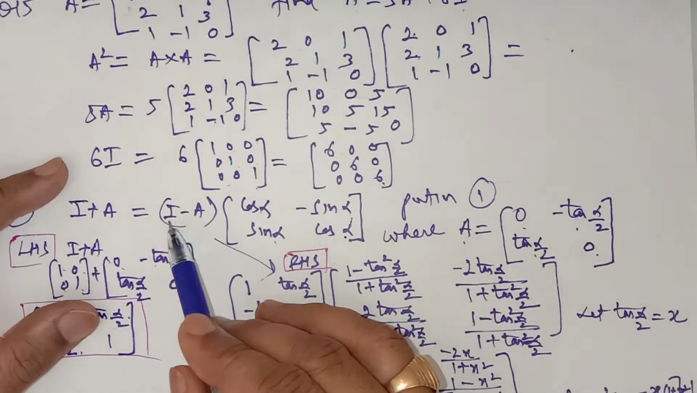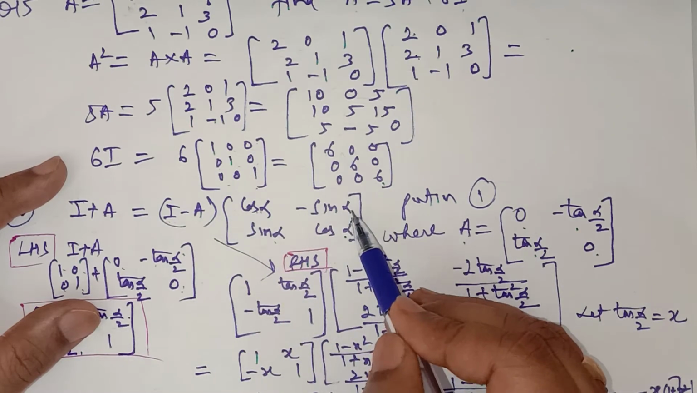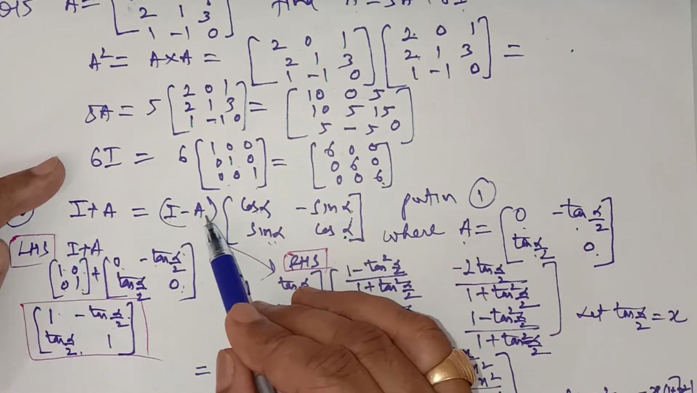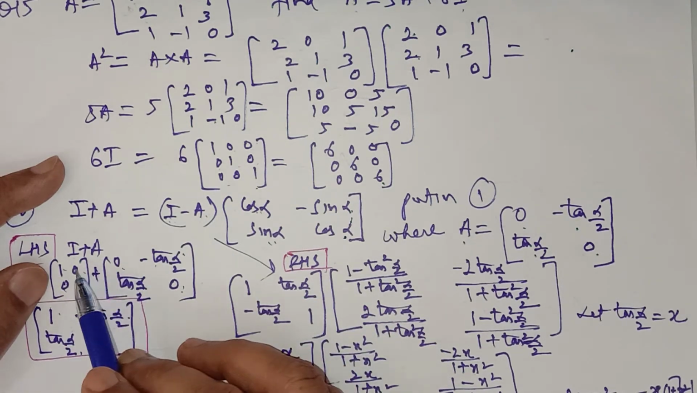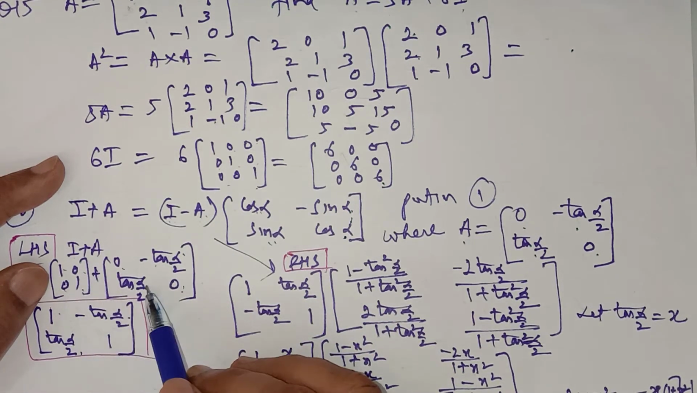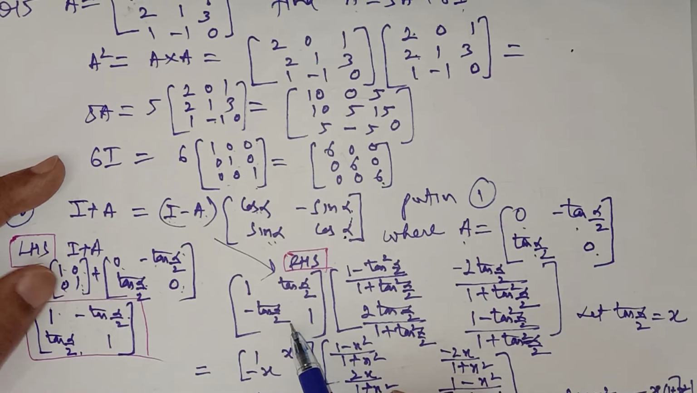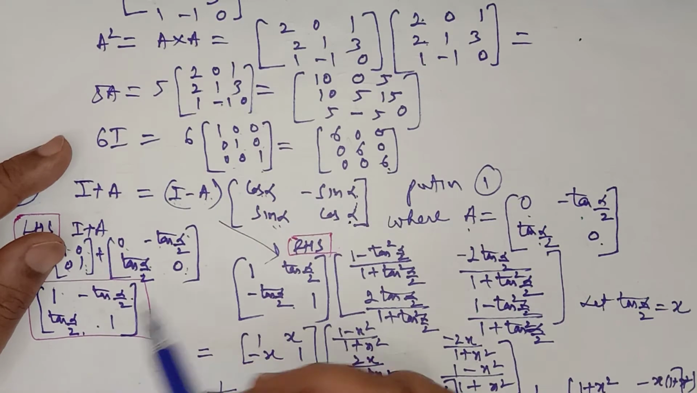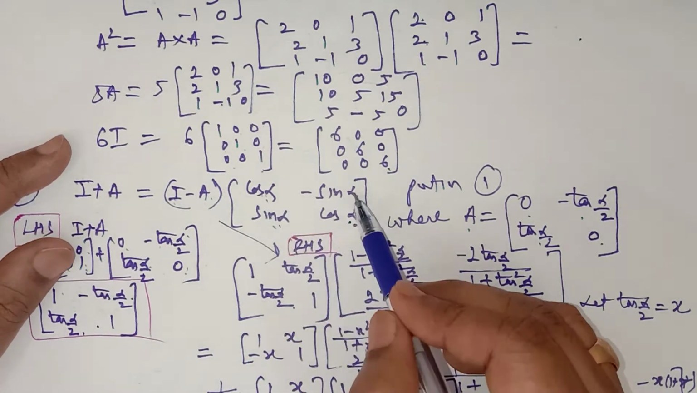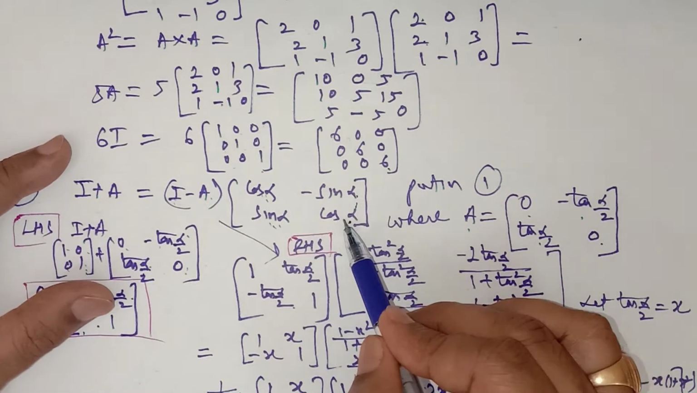Now what is the right hand side? I minus A times cos alpha, minus sin alpha, sin alpha, cos alpha. So I minus A: if you subtract A from I, 1 minus 0, 0 minus tan alpha by 2, 0 minus tan alpha by 2, 1 minus 0, you'll get this. And because on the left hand side we have all terms in tan, you can write the formulas of cos alpha and sin alpha in terms of tan.